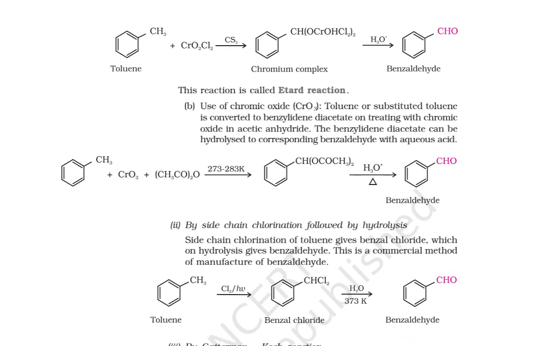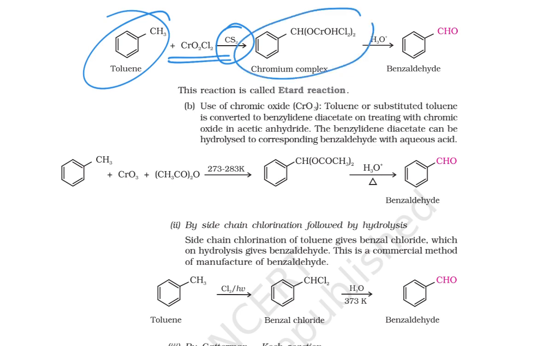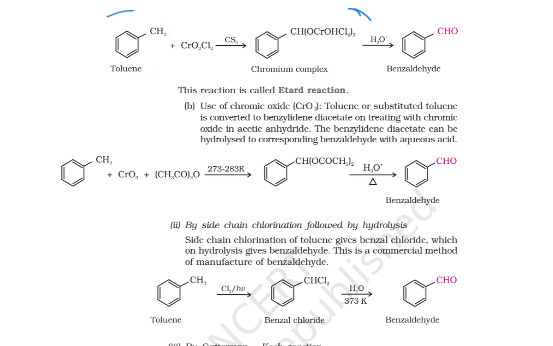This is your toluene. Toluene reacts with chromyl chloride in the presence of a non-polar solvent, carbon disulfide. So this complex is like here. Look here, this is your complex. So CH, and this will be a bigger molecule, so I will write it here.